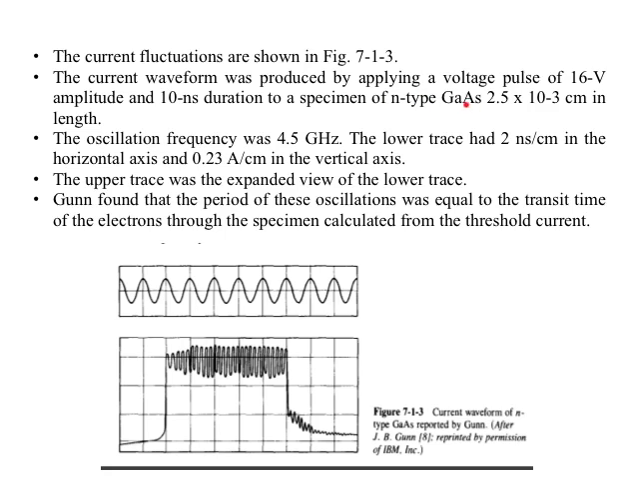In this, the current waveform was produced by applying a voltage pulse of 16 volts amplitude and 10 nanosecond duration to a specimen of n-type gallium arsenide of size 2.5 × 10 power minus 3 cm in length. The oscillator frequency is 4.5 GHz. The lower trace had 2 nanosecond per centimeter on the horizontal axis and 0.23 ampere per centimeter on the vertical axis. The upper trace was an expanded view of the lower trace, and Gunn found that the period of these oscillations was equal to the transit time of the electrons through the specimen, calculated from the threshold current.